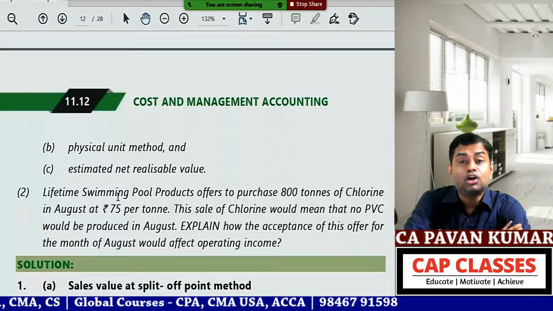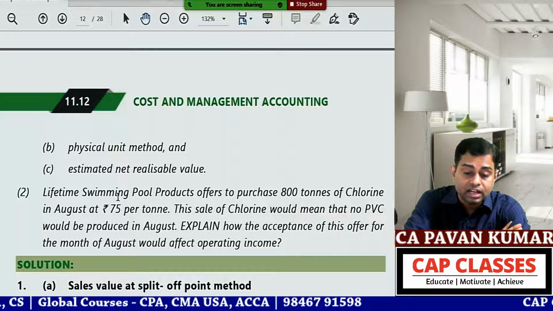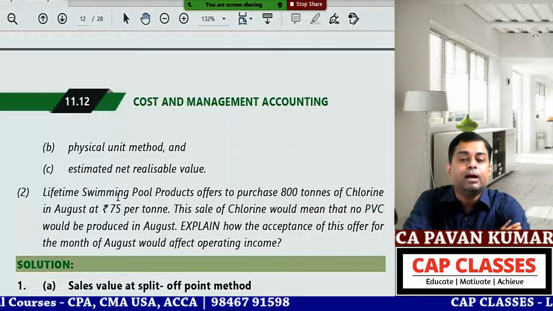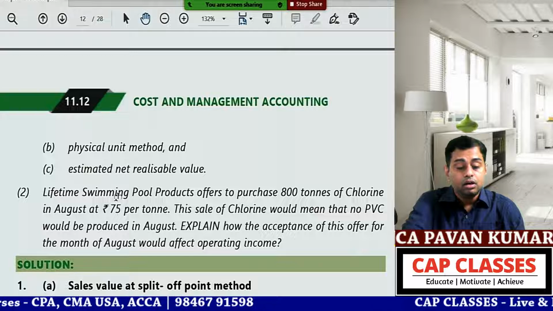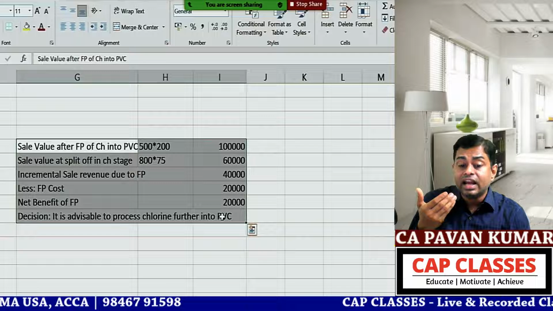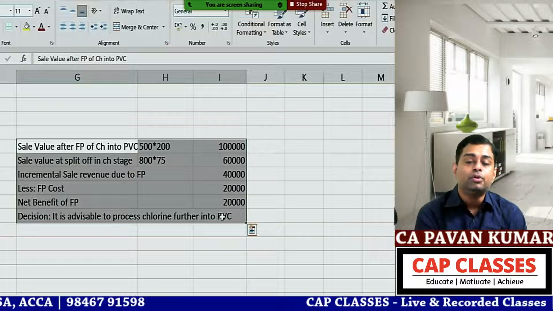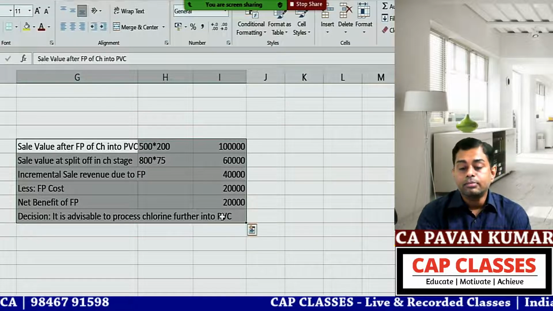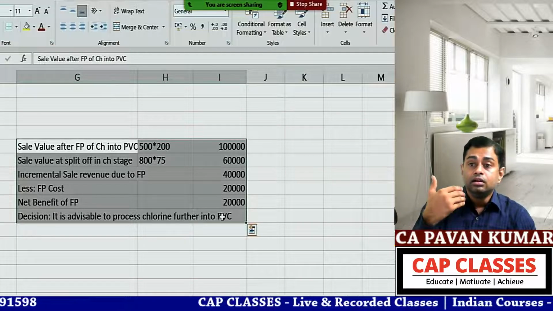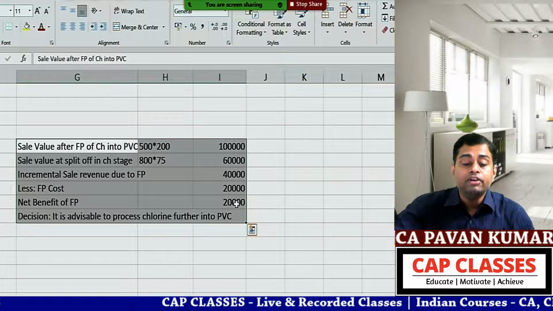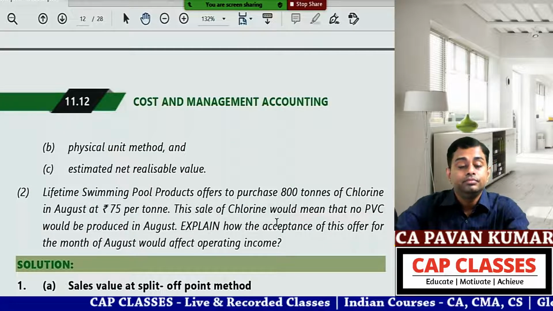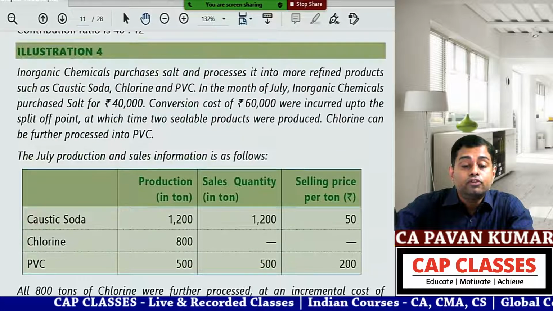Selling the product at chlorine level without further processing will reduce the operating income, will reduce the profit of the company by 20,000. What is the working? This is the working. So can I say that if you are selling at chlorine stage, you are losing 20,000 profit? Ramya, do you understand this? Yes, sir. If we sell the intermediary product at chlorine level, we lose this profit of 20,000. Operating income would come down by 20,000.